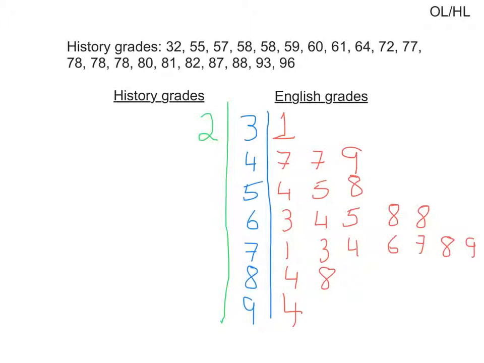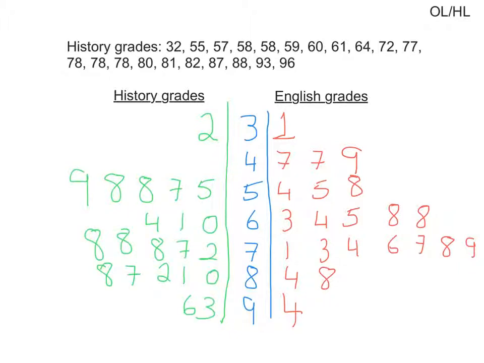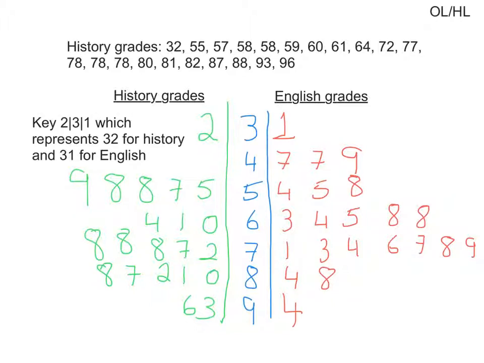For the stem of 5, we have 5 grades. We have 55, 57, 58, 58, and 59. And we keep going down through the dataset. Now the back-to-back stem and leaf plot is complete. The last thing we need to do is to put in the key. The key is done slightly differently when there are back-to-back diagrams.